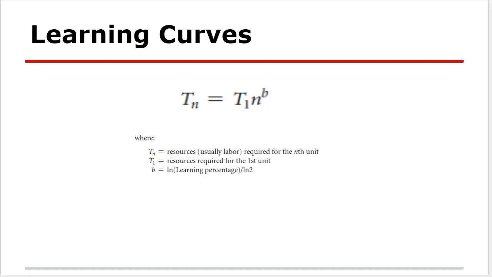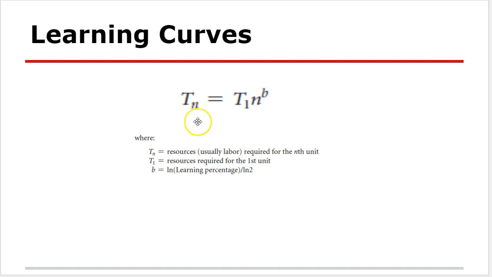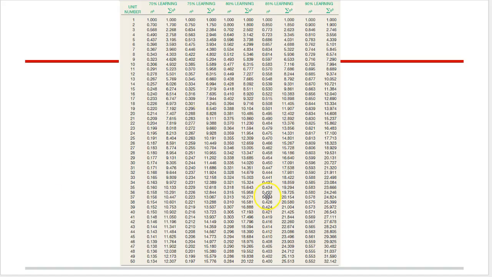Now let's assume that we want to know how long it will take this person to handle the 25th call. For that we're going to use this formula and this table. The formula says that in order to find resources required for the nth unit, we have to multiply resources required for the first unit by n to the bth power. And this rate we will take from our table here.